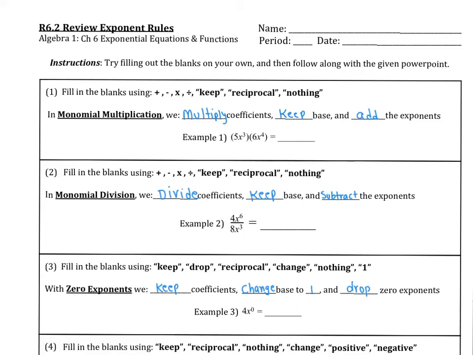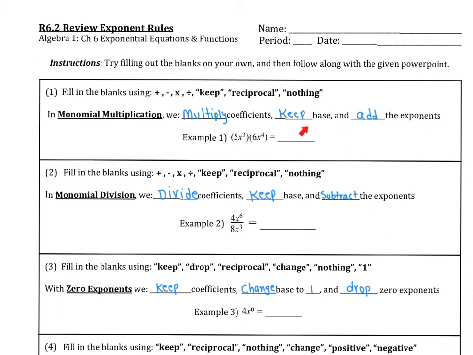6.2 Review Exponents Rules. So the first rule we are going to do is for multiplication and addition. It's also called MA. So in monomial multiplication, we multiply coefficients, keep the base, and add the exponent.